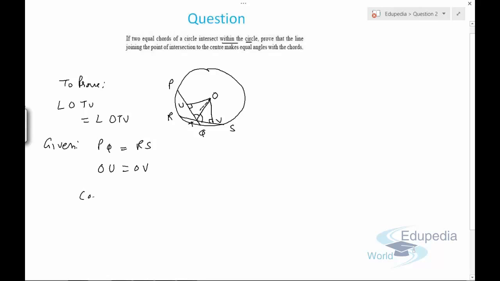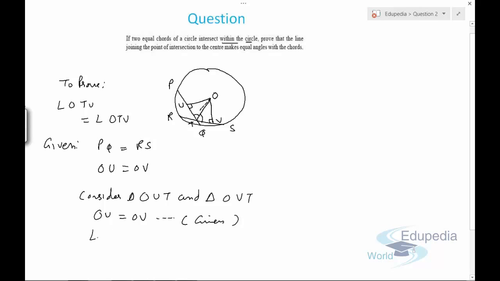Now, let's see how we can prove this. First, again, we need to consider triangle OUT and triangle OVT. Now in these triangles, OU equals OV. It's given. Why? Because the two chords are equal. If the two chords are equal, they are equidistant from the center, right?